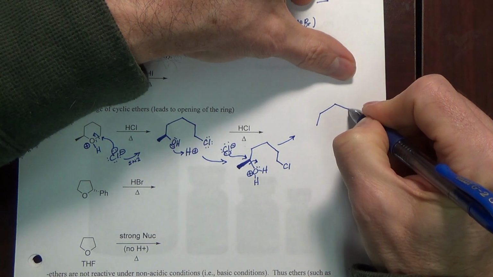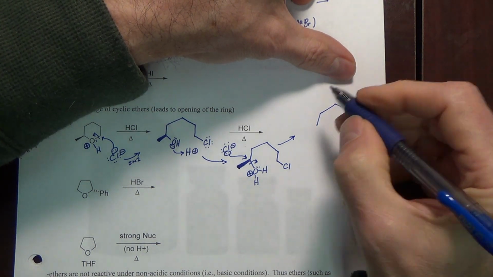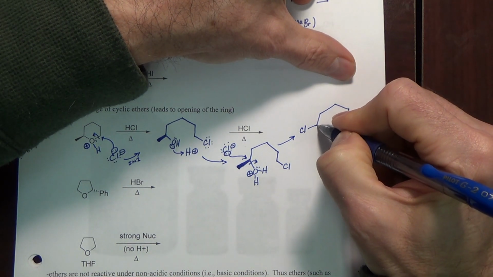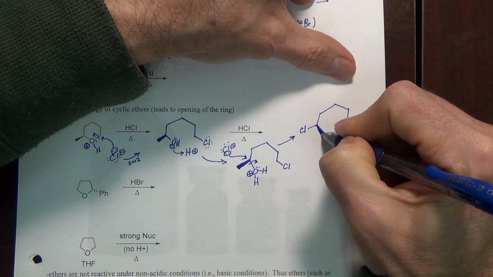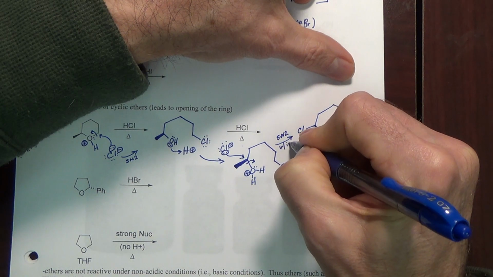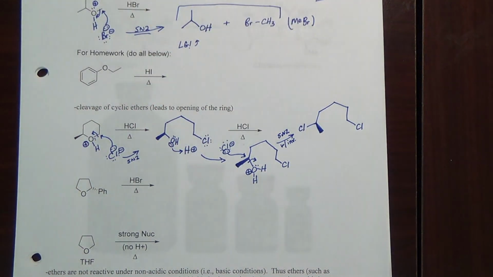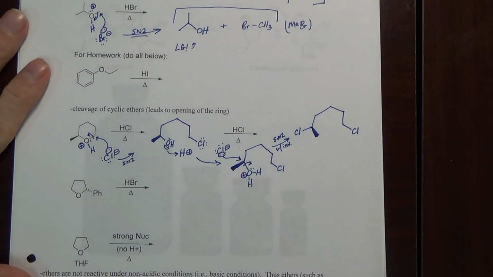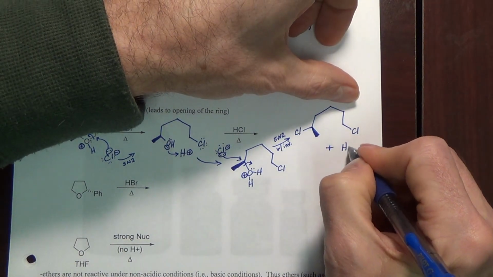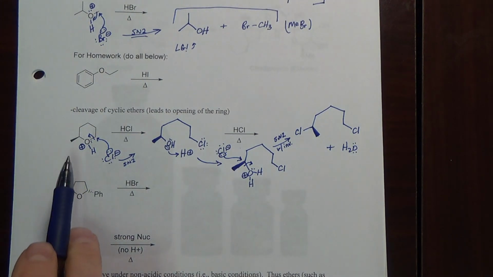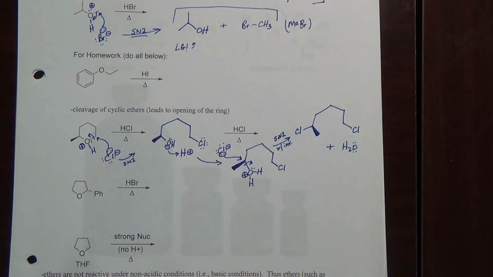chlorine would be here, and the methyl group would be pushed to this side. And so I just did SN2 with inversion. All right. Plus water in this case, which was our leaving group. So actually this ether reacted with 2 equivalents of HCl, and oxygen served as a leaving group twice.